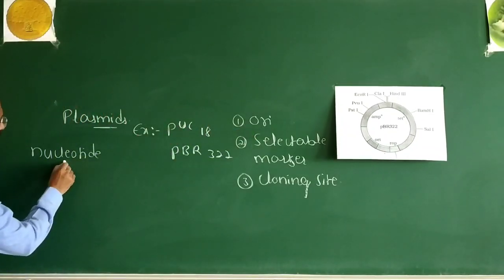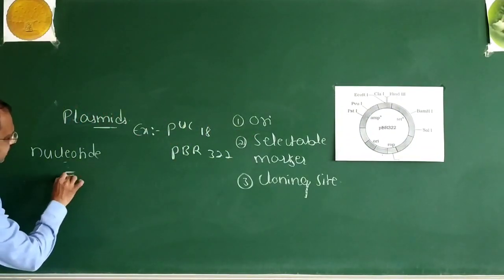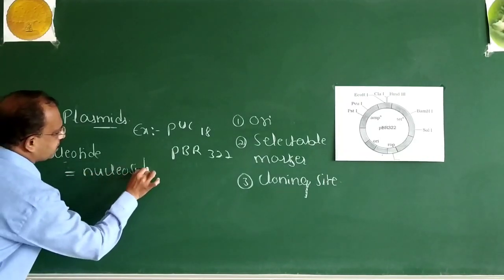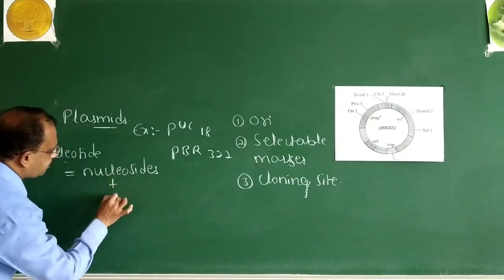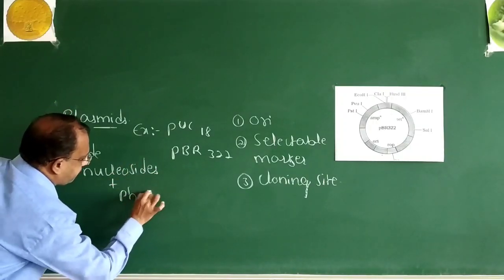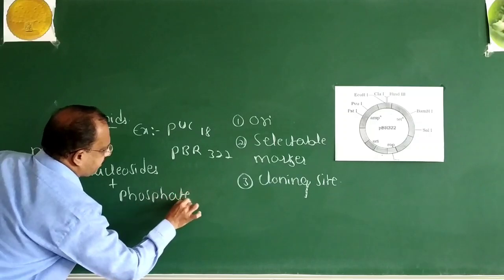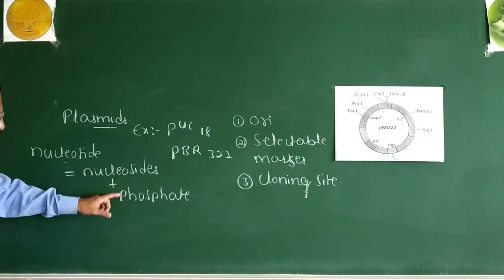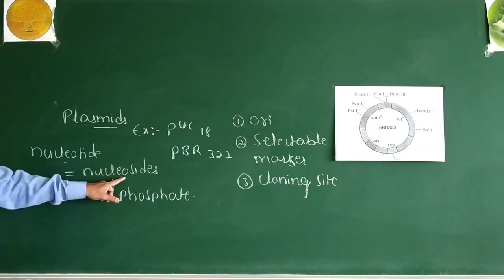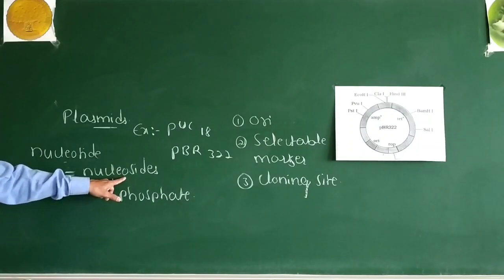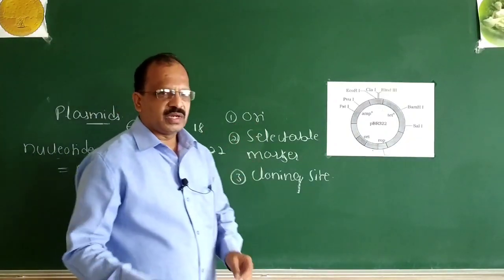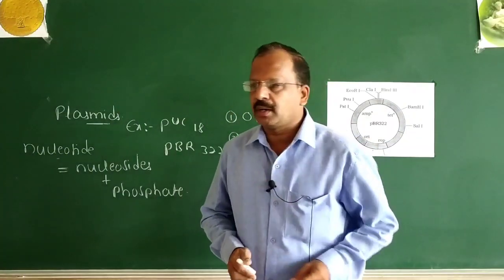You know already nucleotide. Nucleotide is equal to nucleoside plus phosphate. Nucleoside is equal to nitrogenous base plus pentose sugar. Okay. Now look over two more related points with respect to origin of replication.